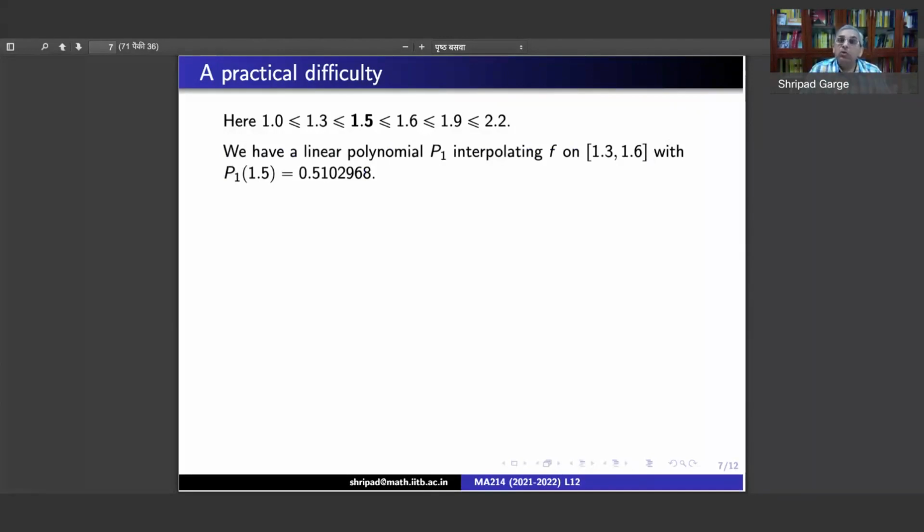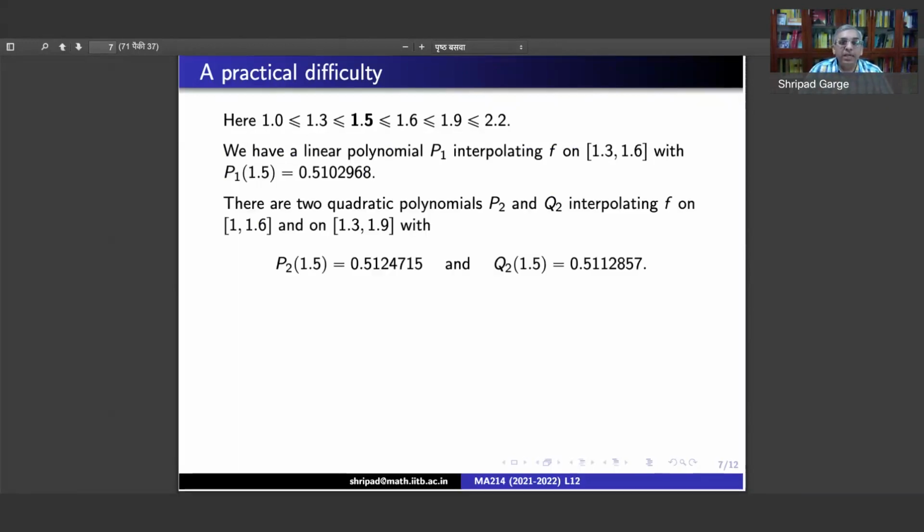Now we go to quadratic polynomials. So we will need 3 nodes. Ideally, these three nodes should be such that they contain 1.5. So there are two possibilities. You can look at 1, 1.3, 1.6, and you may also look at 1.3, 1.6, 1.9. These are the intervals which contain our point 1.5. So we have these two quadratic polynomials which interpolate our data on the two intervals 1 to 1.6 and 1.3 to 1.9. And their values are changing a bit, right? We have 0.5124715 and 0.5112857. This is what is happening for P2.